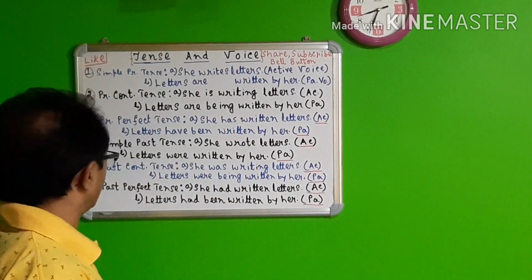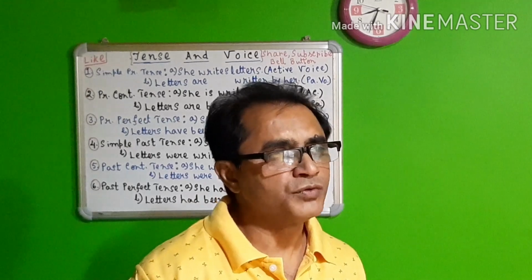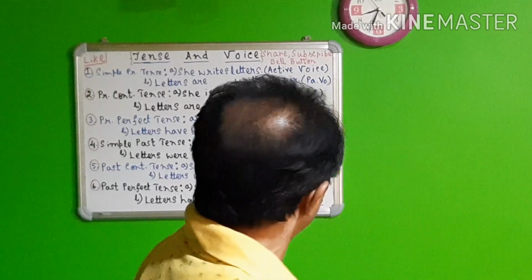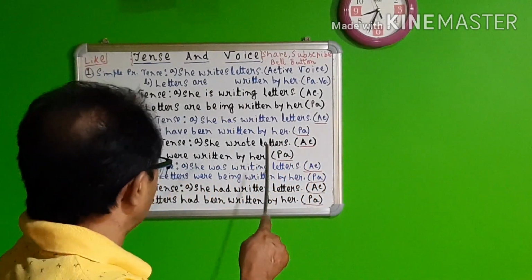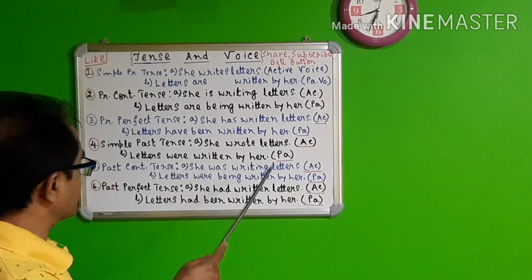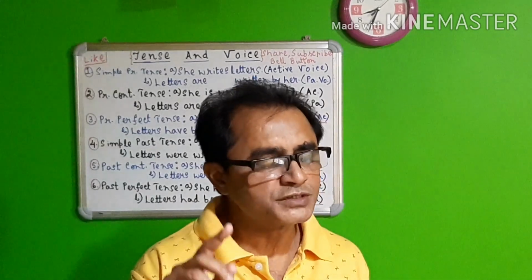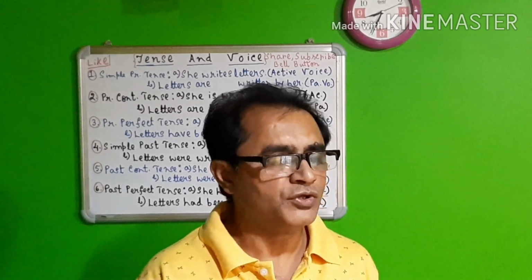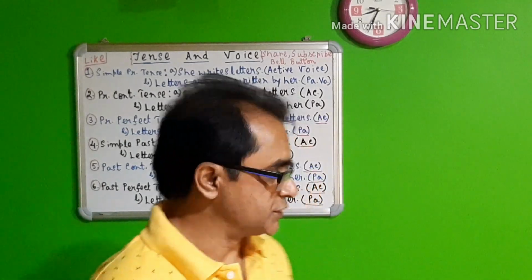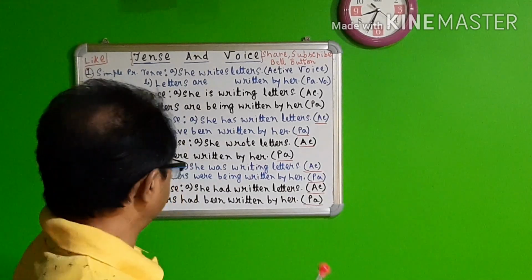Now, I'm coming to number 4, simple past tense. Simple past tense means for a work which is completed in the past with no result remaining in the present. There we use simple past tense. She wrote letters. This is simple past tense. वो पत्र लिखी थी. She wrote letters, active voice. And in passive voice, it will be letters were written by her. In passive voice, the structure is subject was/were V3 by object. So letters were written by her. पत्र लिखी गई थी उसके द्वारा.